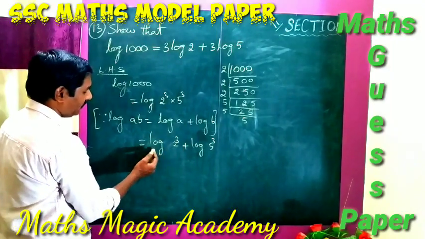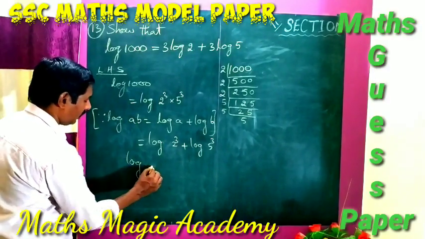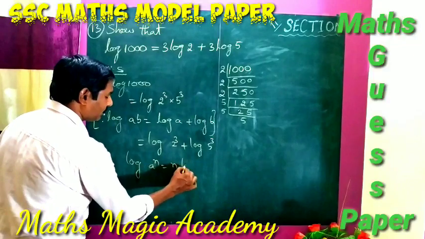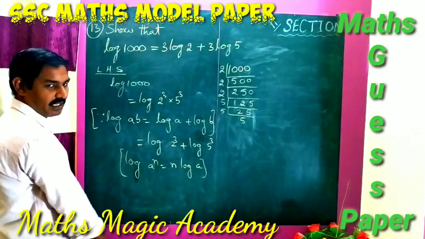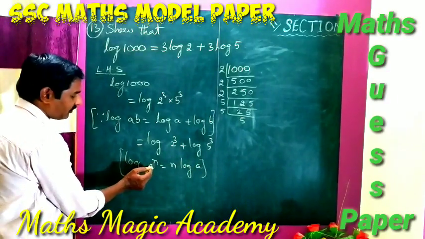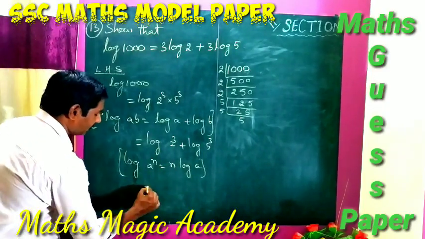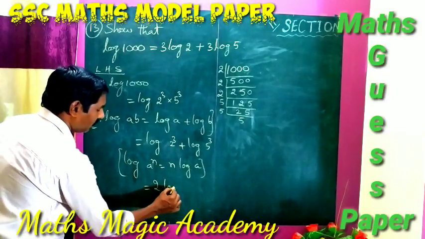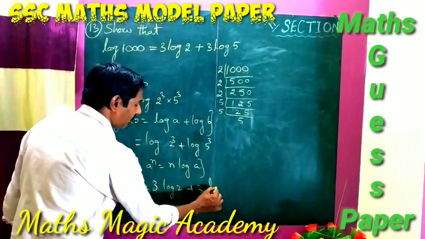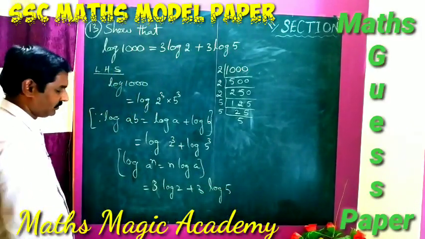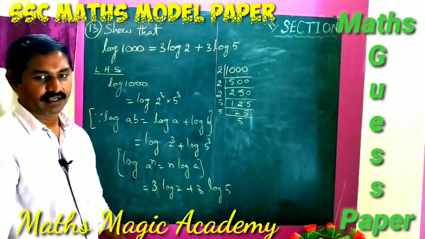And here we know that it is in the form of log A power n. Log A power n can be written as n into log A. So this is one of the formulas: log A power n equals n into log A. If there is an exponent of a number inside a logarithm, then the exponent can be the coefficient of the logarithm. So like that we can write it as 3 log 2 plus 3 log 5. That is, we have proved that log 1000 equals 3 log 2 plus 3 log 5.